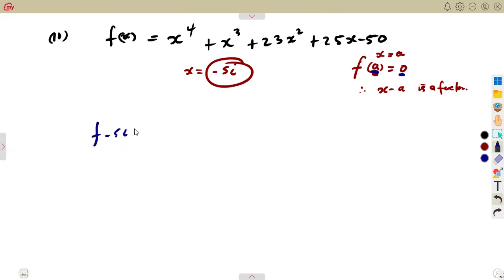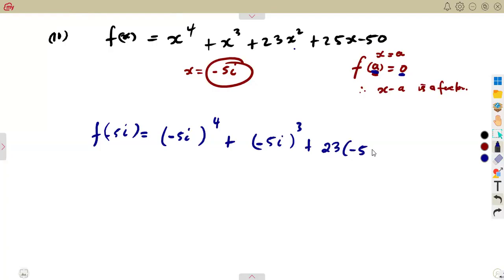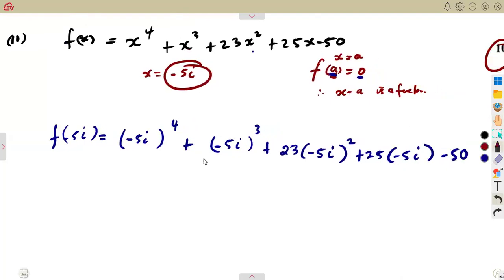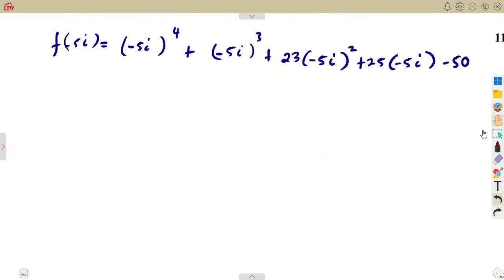f of minus 5i is going to be equal to what? In place of x, you substitute minus 5i. Plus, in place of x, minus 5i to the exponent of 3. In place of x, minus 5i again, so that's 23, minus 5i to the exponent of 2. In place of x and so on. So this is going to be 25 into minus 5i like that, minus 50. So we have substituted where x was in our expression. So let's try to simplify and see what we are going to obtain at the end.